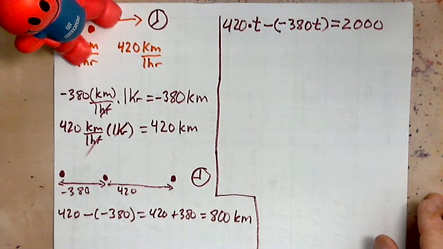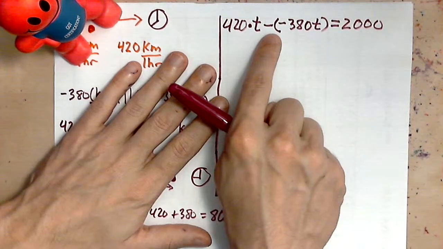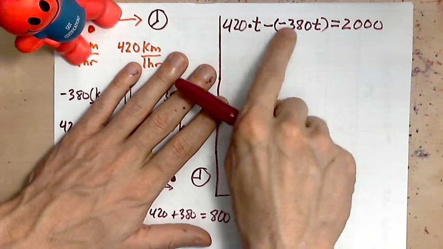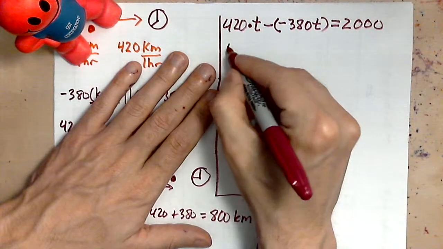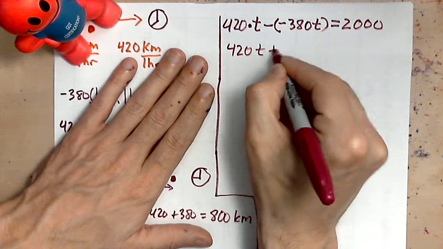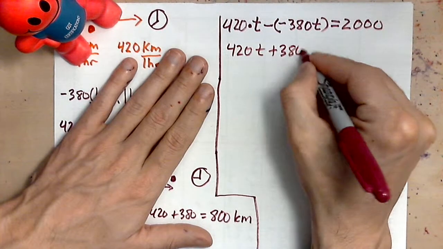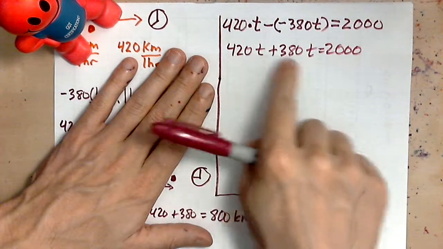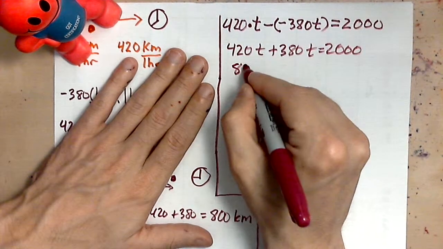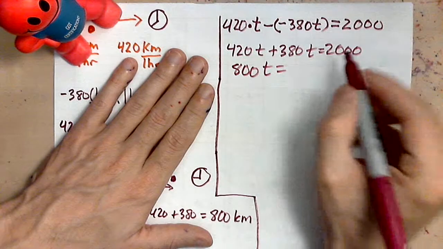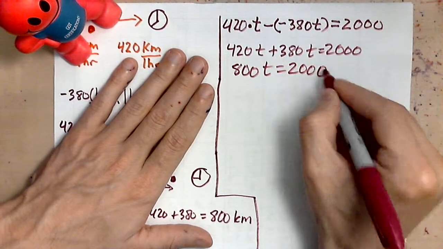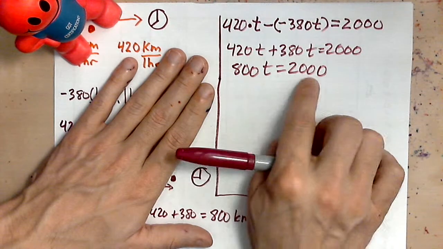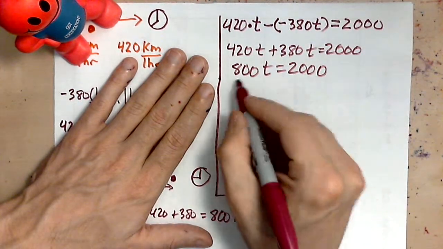Okay? So the way to do it is as follows. The two negatives, which right now kind of make a smiley face with a nose and closed eyes, that will turn into a plus. So we have 420t plus 380t equals 2000. Add the 420 and the 380, so you end up again with 800t equals 2000. And now because the operation between 800 and t is multiplication, the inverse is division. So you divide both sides by 800.